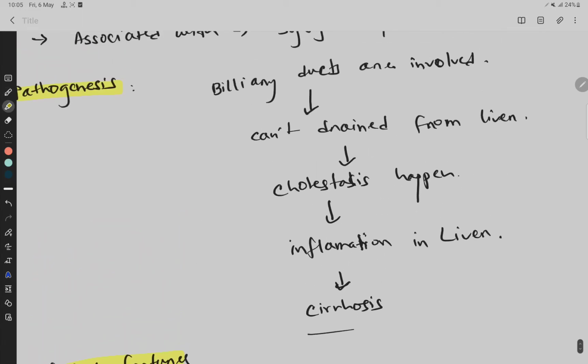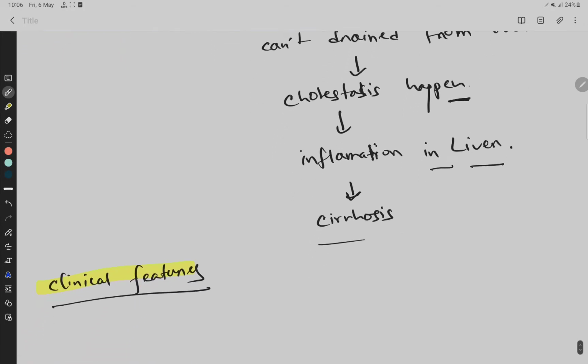So in the pathogenesis, the biliary ducts are involved by T cells, and that's why there is a problem in the bile pathway. The bile is formed in the liver, and the formed bile cannot drain from the liver. That's why cholestasis occurs in the liver, and inflammation of the liver, and as a result cirrhosis occurs. Then clinical features.